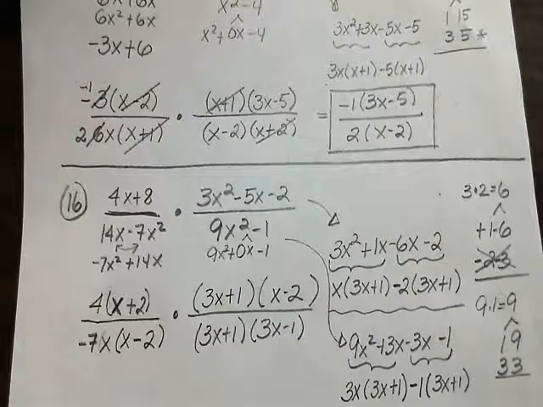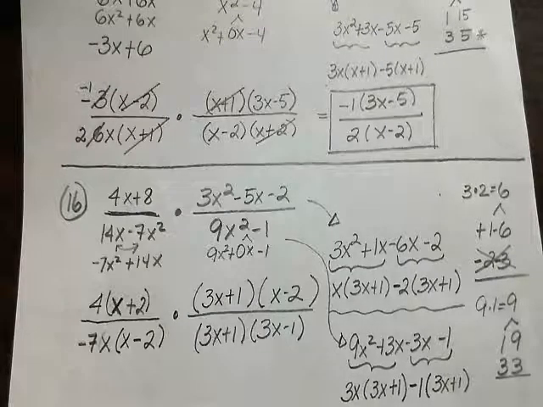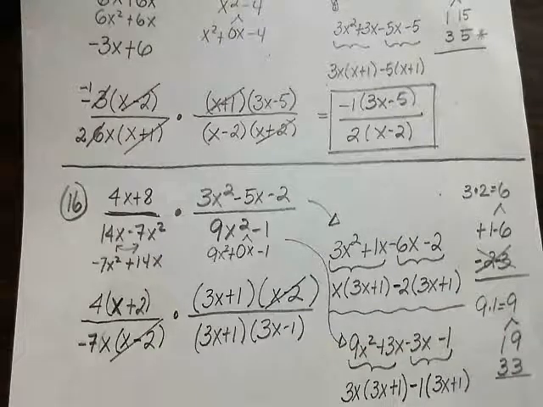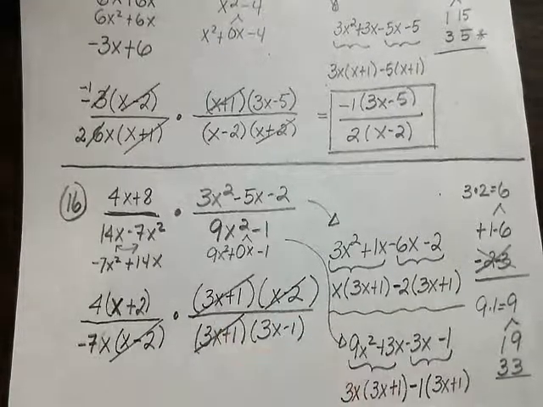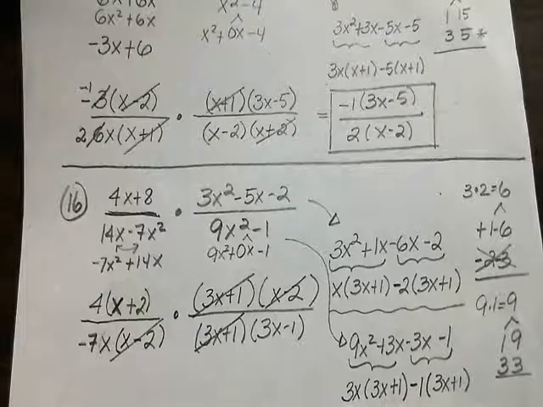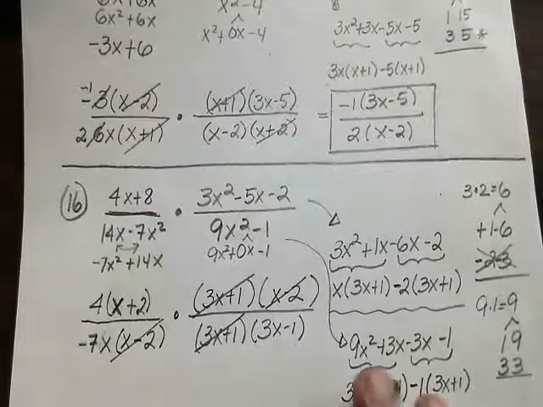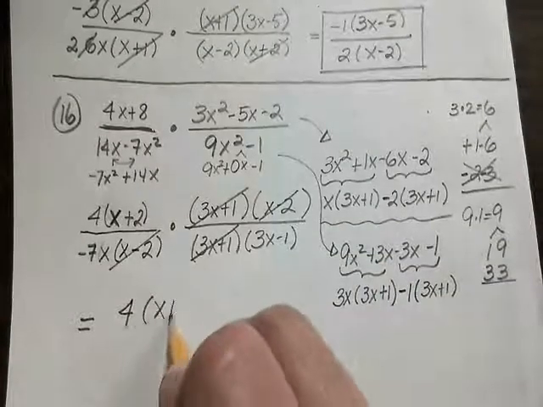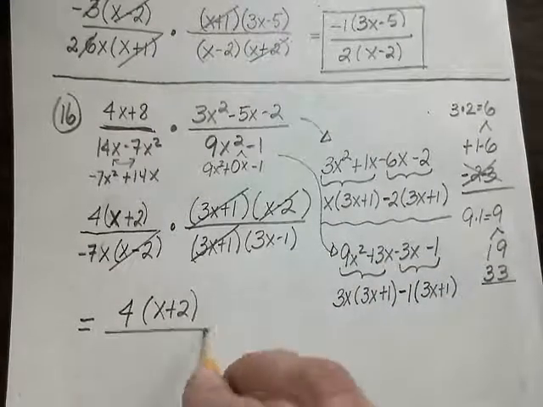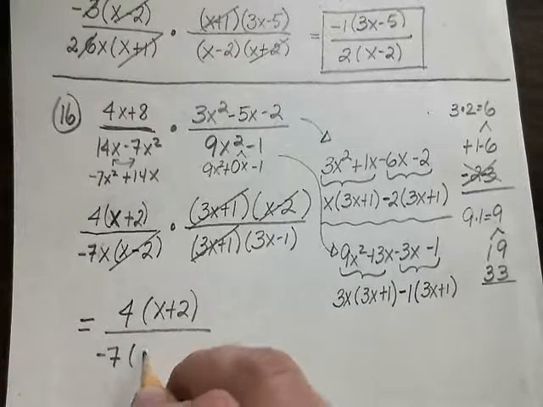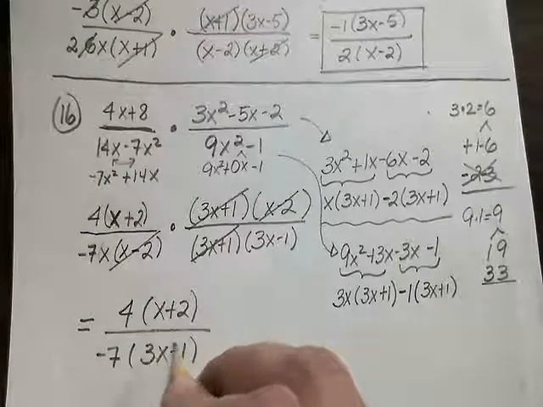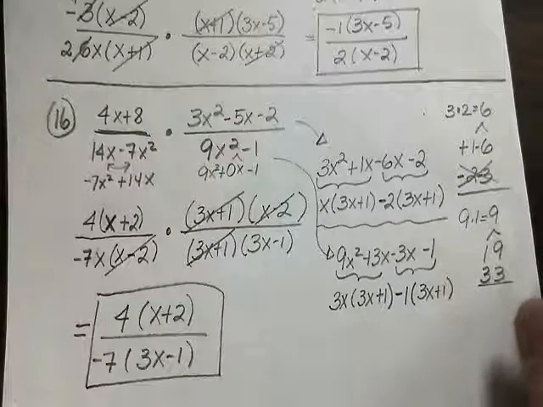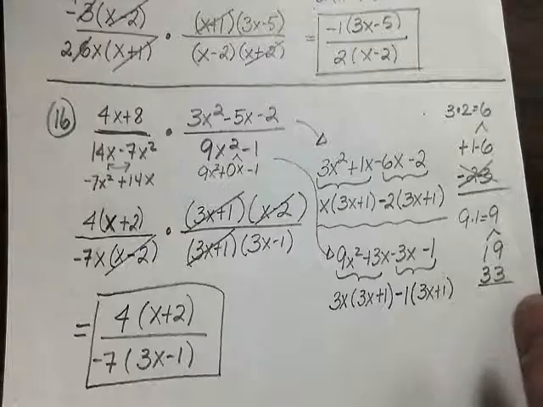Alright, so now I'm ready to start canceling. If I notice, I can cancel the x minus 2 with the x minus 2. I can cancel the 3x plus 1 with 3x plus 1. And that's it. So that means my answer will be, on top, 4 times x plus 2, and on the bottom, we'll have the negative 7 times 3x minus 1. And that is my answer. And let me double check. Number 16 is correct.